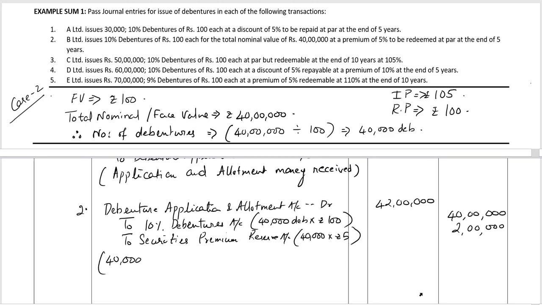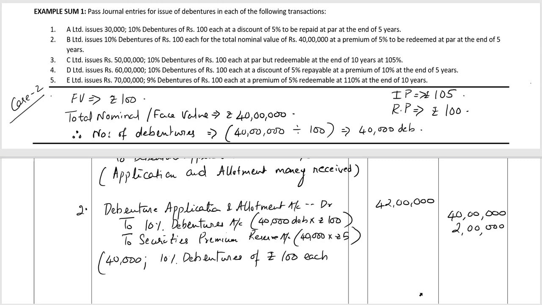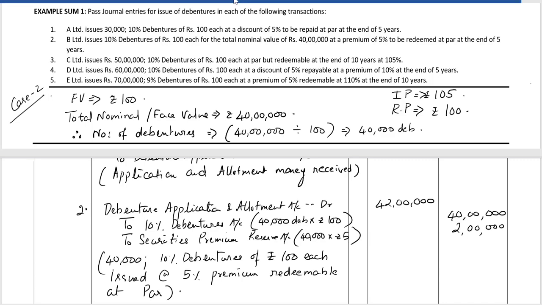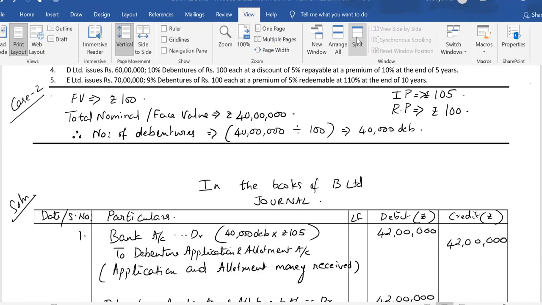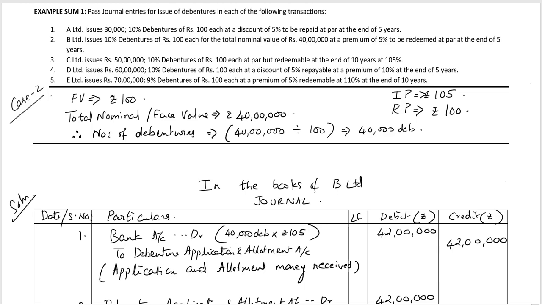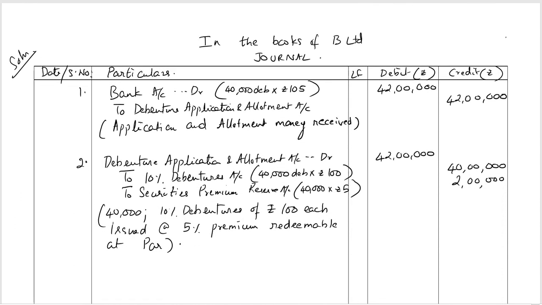Narration: 40,000, 10% debentures of rupees 100 each, issued at 5% premium, redeemable at par. The entry is done. We'll view the answer. The journal entries in the books of B Limited.